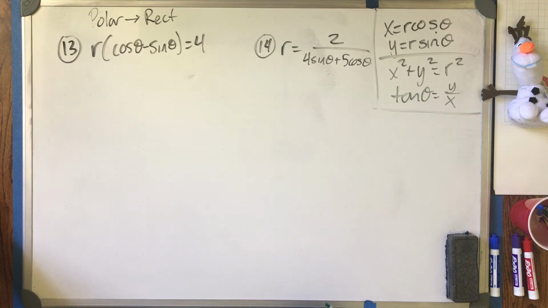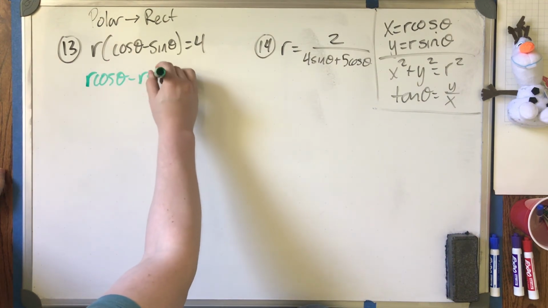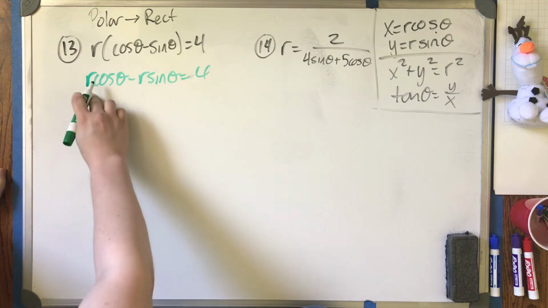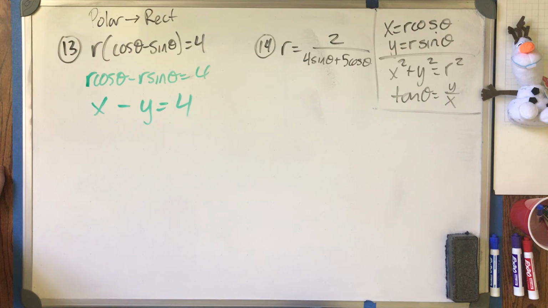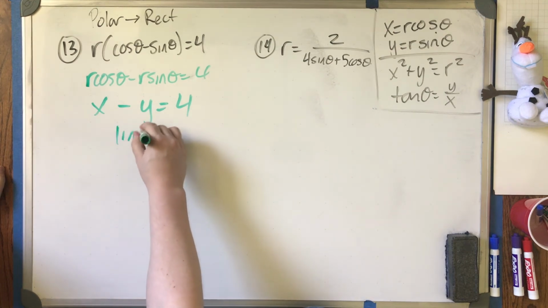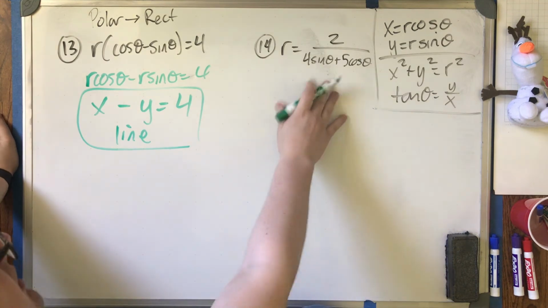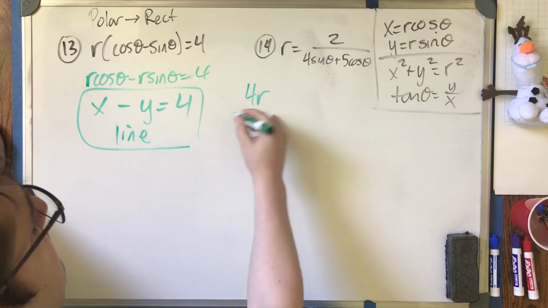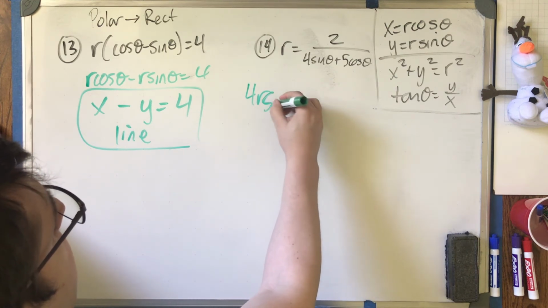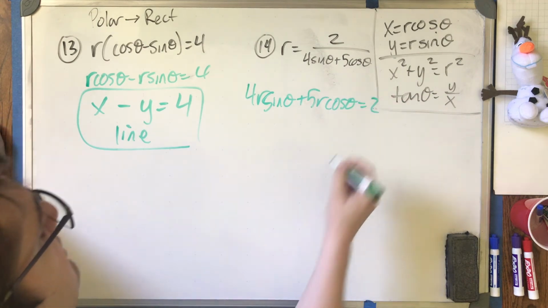13, I'm just going to distribute the r through everything. So I get r cosine theta minus r sine theta equals 4. R cosine is x, r sine is y, so I get x minus y equals 4. So this is a line, and that's really all I need to do about it. I don't need to do anything else. 14, I'm just going to multiply everything to the other side and distribute that r through. So I'll get 4r sine theta plus 5r cosine theta, and that equals 2.